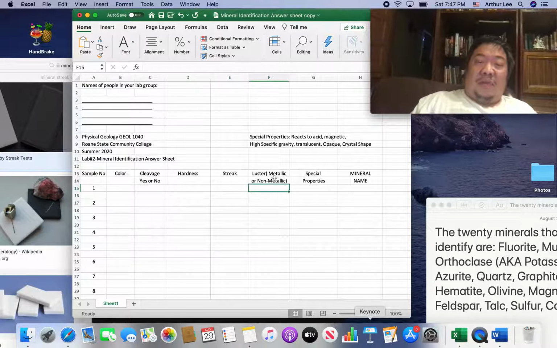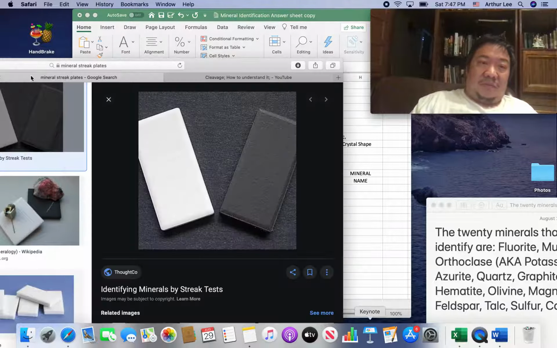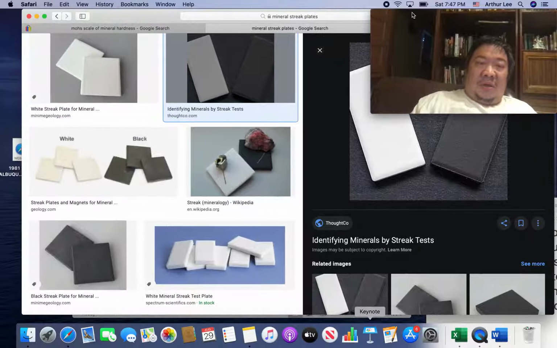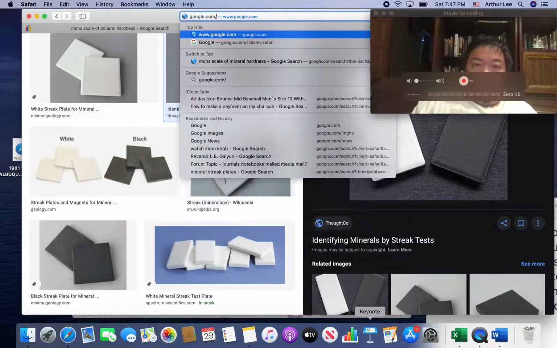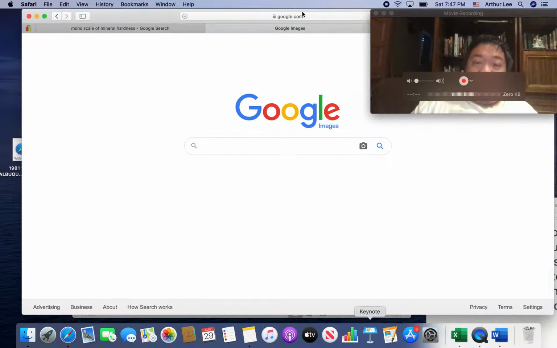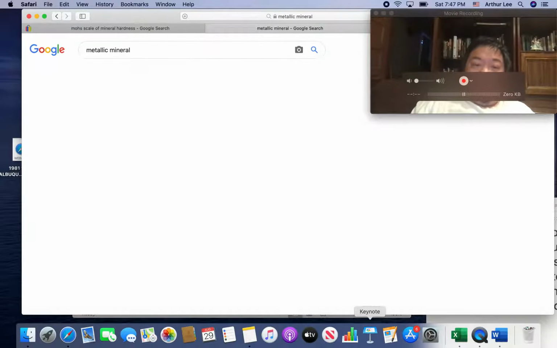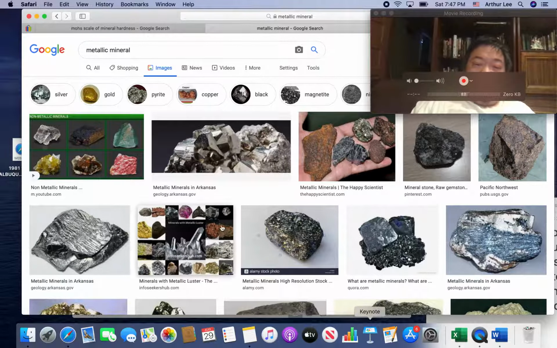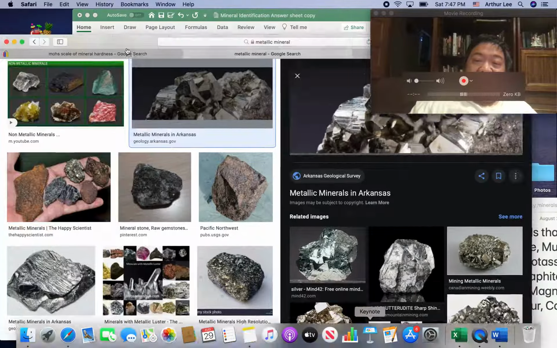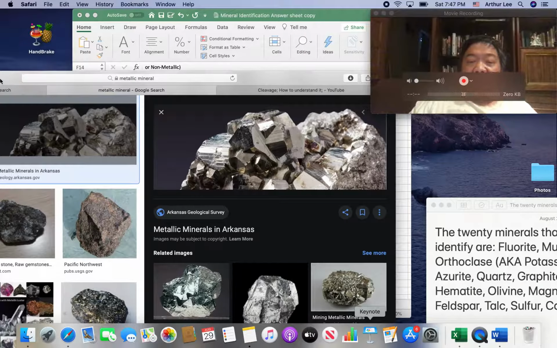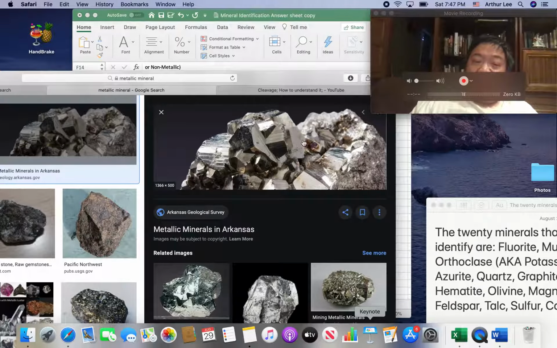Luster, the mineral is either metallic or non-metallic. So, a metallic mineral will have various characteristics that anyone can recognize. How do you know if something's a metal? Well, one thing about metal, what does this look like a metal here? This one right here? This one is a metallic mineral.